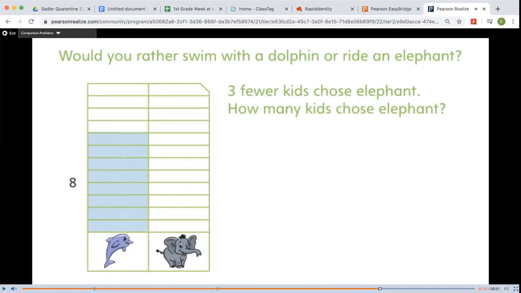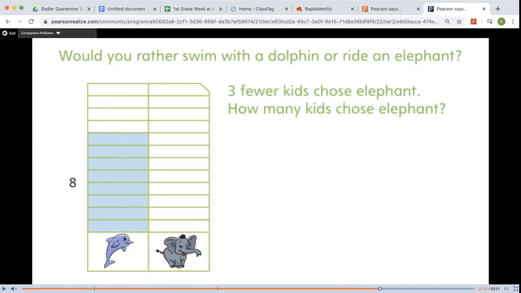Okay, with this one, the key word that we're going to be really looking at is the word fewer. So 3 fewer kids chose elephant. So that means that the number of students who chose elephant has to be smaller than the number of students who chose dolphin.